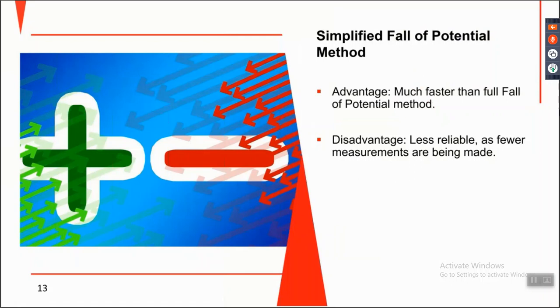The advantage of the simplified fall of potential is that it is much faster, because we just take 3 measurements compared to the full fall of potential, where we need to take maybe more than 3, depending on how long the system is where we put the current probe. But the disadvantage is that it is less reliable, because it depends on the customer and how much percentage standard they put.